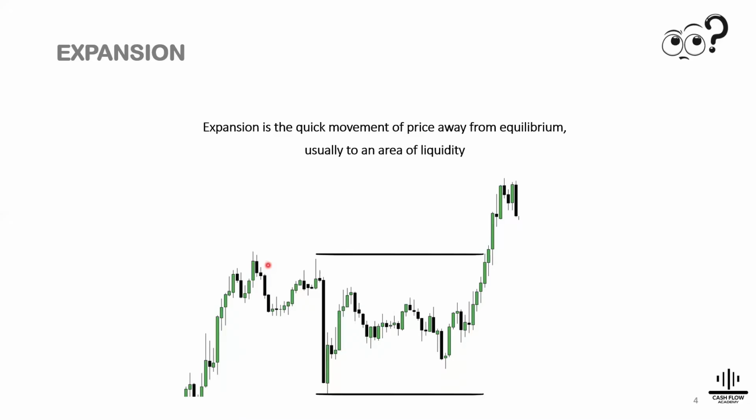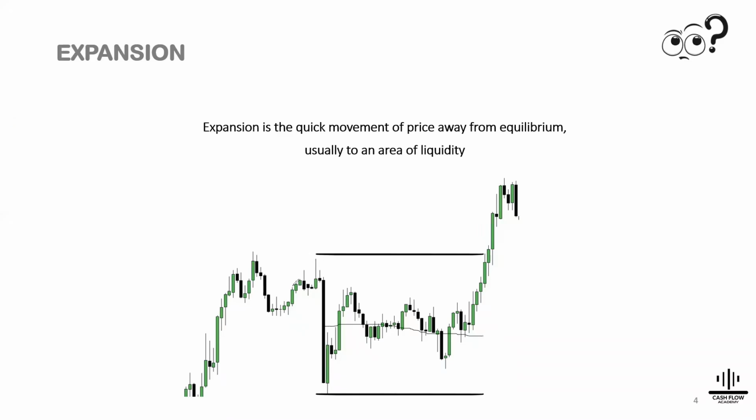Now, what is expansion? Expansion is a quick movement of price away from equilibrium, or you can say consolidation. Now, usually to an area of liquidity. So you can see here how price consolidated at this point, from this high to this low. And you can see this quick movement away from this consolidation or equilibrium, because if you measure from this high to this low, we have equilibrium at this point.